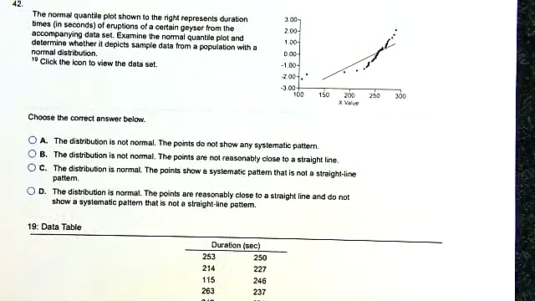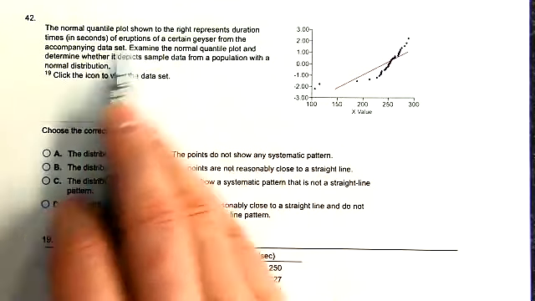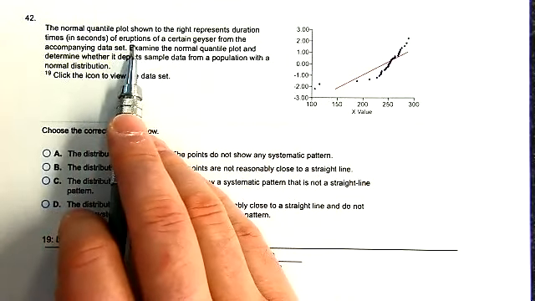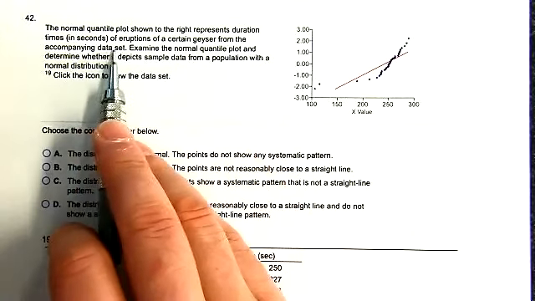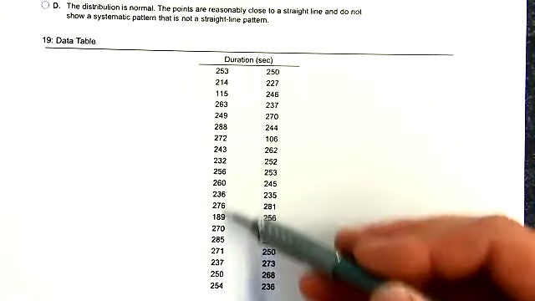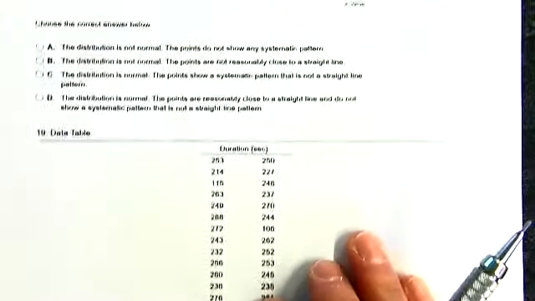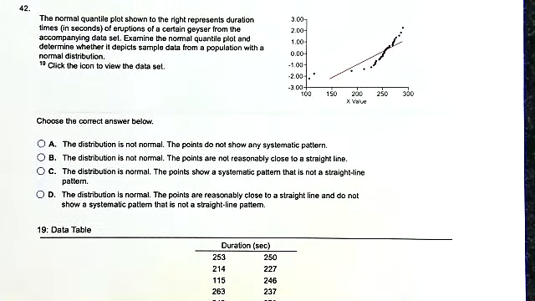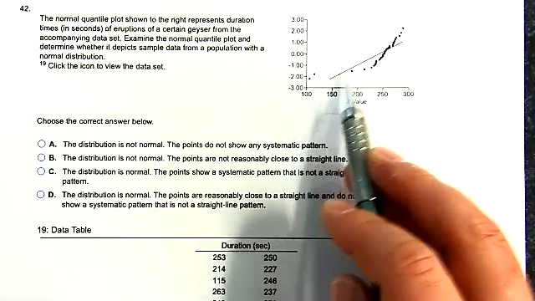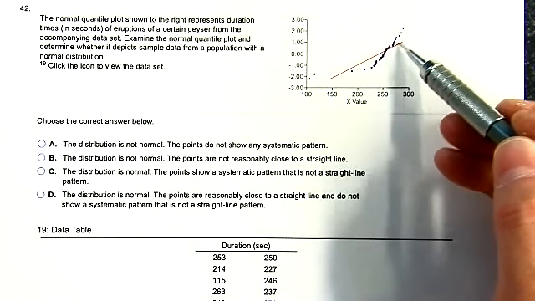So here they give us a quantile plot. This represents duration times of eruptions of a certain geyser from the accompanying data set. Examine the normal quantile plot. So they give you this data set of durations. There's a bunch of them here, and we don't really need to see this. All we need to see is the normal quantile plot. And the whole thing today is we're trying to see, does it fit a straight line pattern? And they've made life easy for us. They've given us the straight line that they think it should fit. I think it's pretty reasonable.